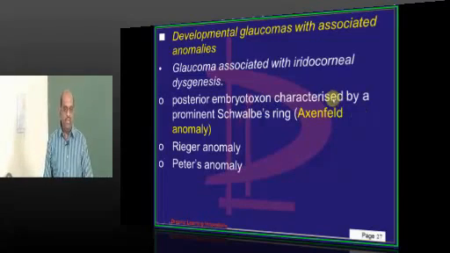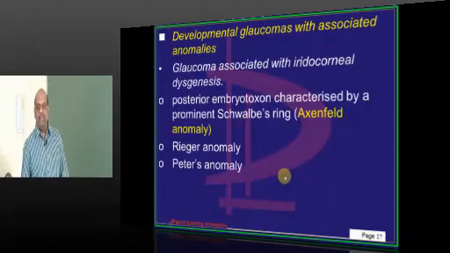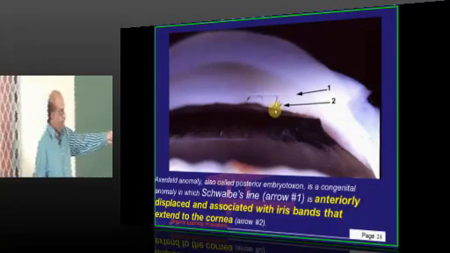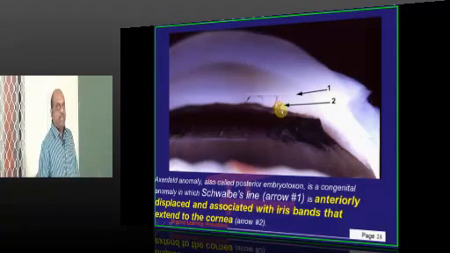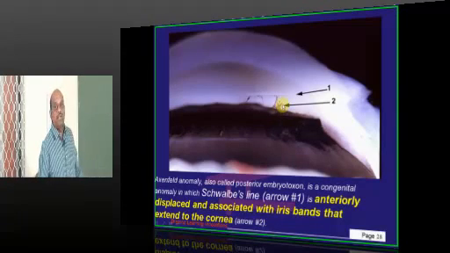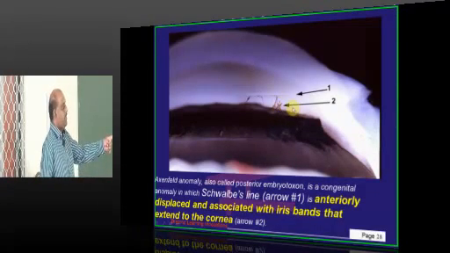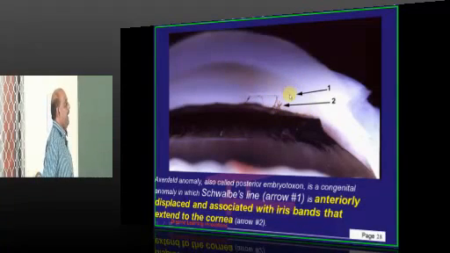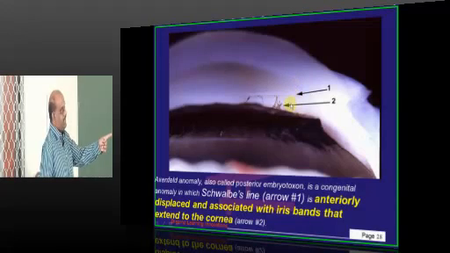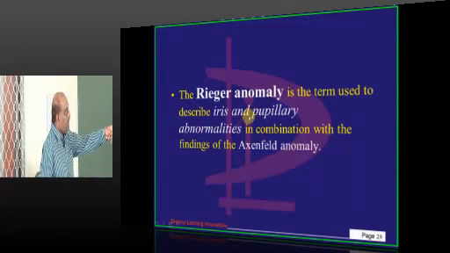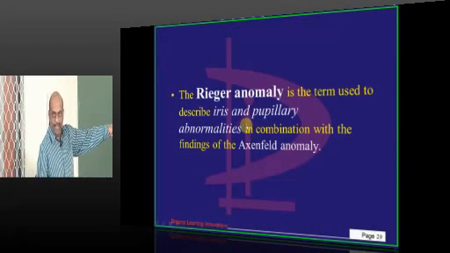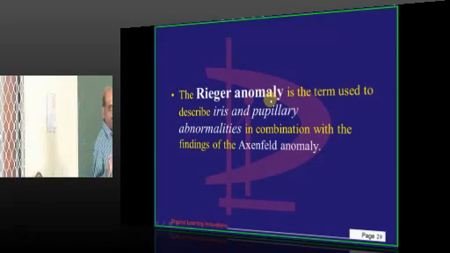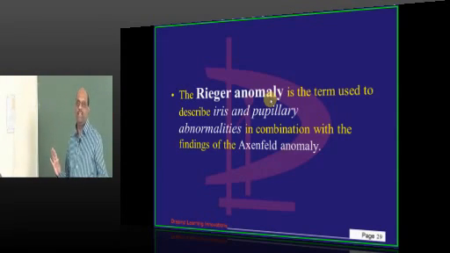Everything is imagination only, until you become an ophthalmic surgeon. So doctor, Axenfeld's anomaly is also called posterior embryotoxon, where Schwalbe's line is anteriorly displaced and associated with iris bands. If it is also associated with pupillary abnormality, then you call it Rieger's anomaly. You can forget it. Just for the sake of knowing.